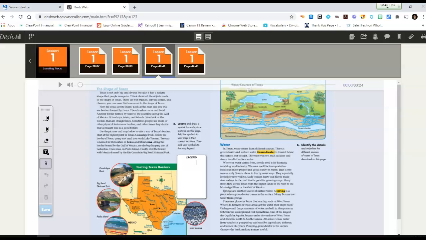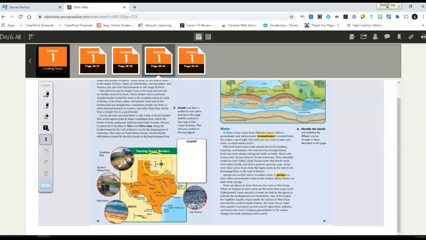Now look at the borders that are straight lines. Sometimes people use rivers or other physical features as borders, and other times they decide that a straight line is a good border. Use the pictures on the map below to take a tour of Texas borders. Start at the highest point in Texas, Guadalupe Peak. Follow the border of Texas going east until you reach Lake Texoma. Texoma is named for its location in Texas and Oklahoma. Along the border formed by the Gulf of Mexico, see the big shipping port of Galveston. Then relax on Padre Island. Finally, visit the border of Mexico formed by the Rio Grande and the Big Bend National Park.